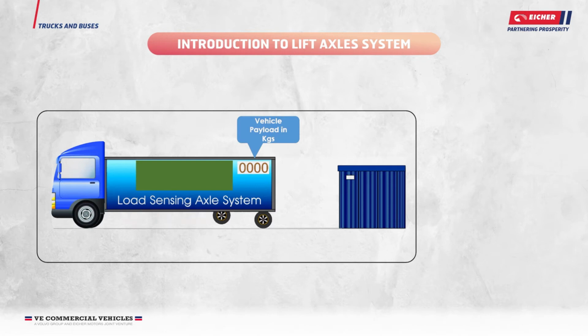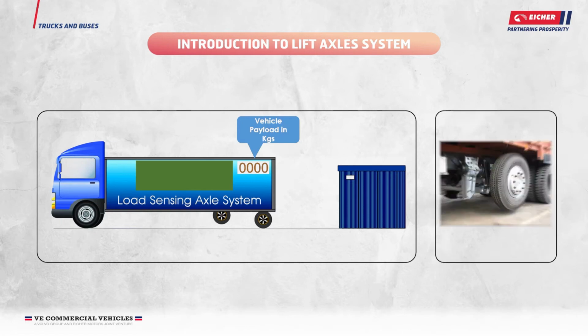As the name itself indicates, a lift axle is an axle which can be lifted. As you have seen in the animation, the lift axle remains lifted in empty or partial load conditions, and it lowers down in fully loaded conditions.